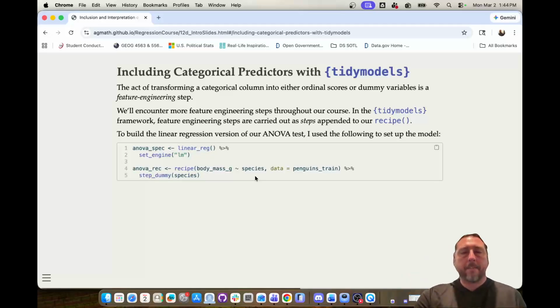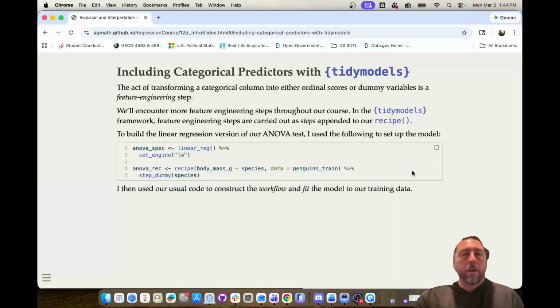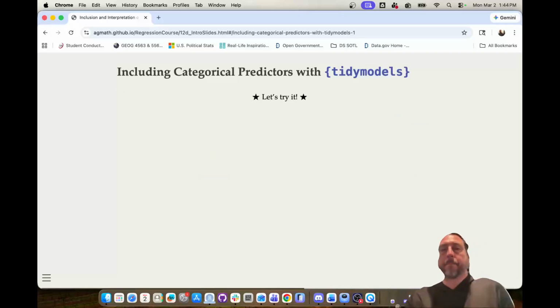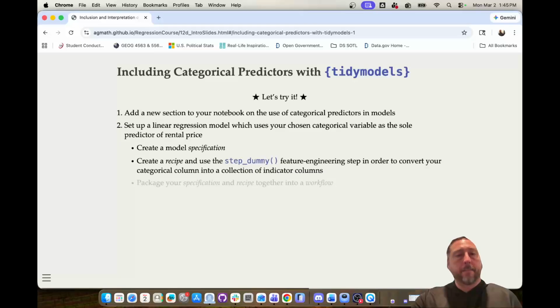All of the other categories will appear in our model, and those beta coefficients will be adjustments up or down from that base level. As usual, after creating a model specification and a recipe, I package these two things together into a workflow, and then I fit the model to the training data. All right. So again, you can try this with your own data, whether it's the bike share data, the Airbnb Europe data, or another data set.